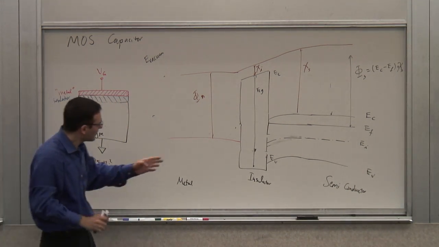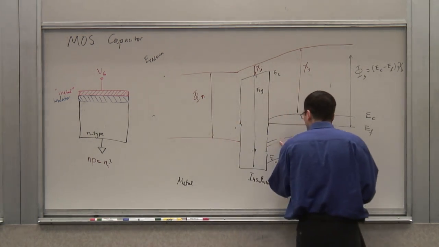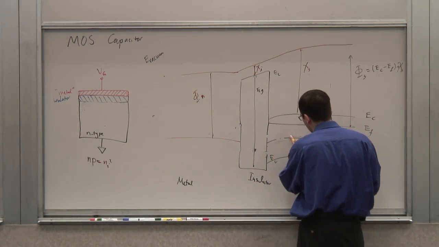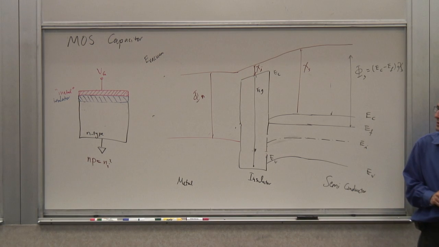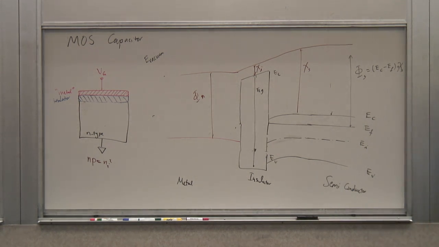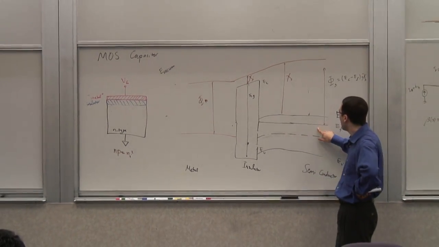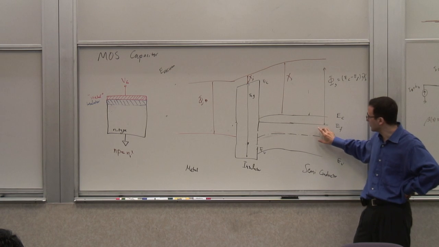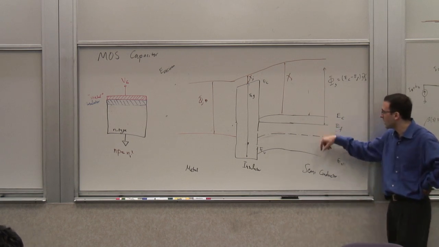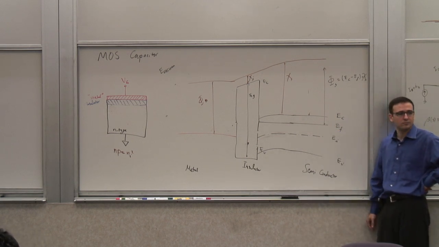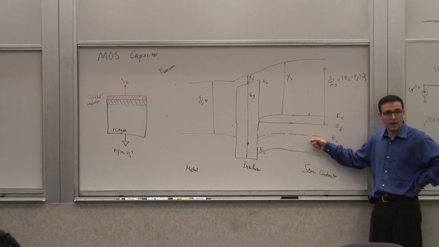Now, let's look at the semiconductor and see what happens. What does this energy band diagram tell me about the distribution of carriers, the electrons? What can I say? Well, here I have a certain number of electrons at home. It's an n-type. How can I tell it's an n-type? By looking at this. Yeah, EF is above EI, right?